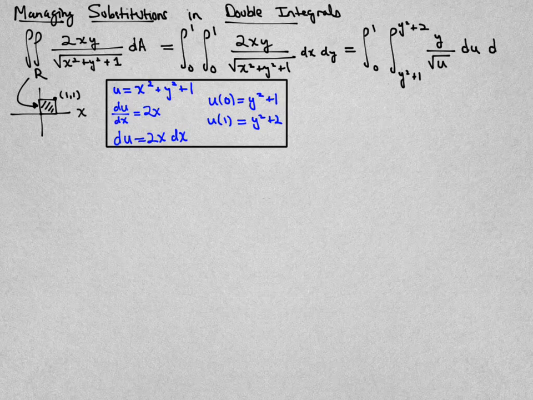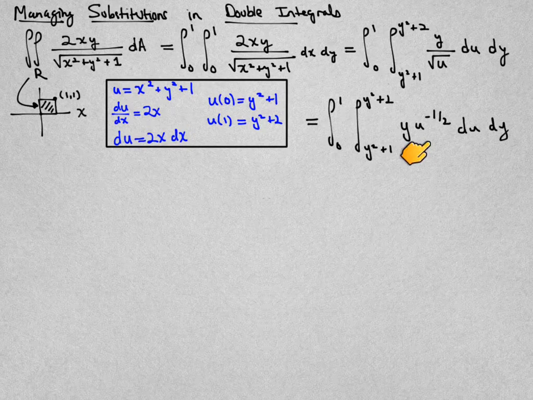Limits of integration will change. I had a y up top here, and so that's just a constant, and I'll keep that. And then the 2x dx gets replaced with du. And then in the denominator we have square root of u now. So ultimately we're just integrating a power of u to the minus 1/2.